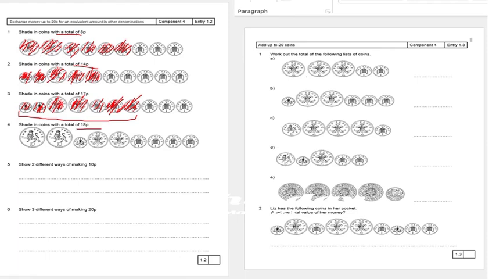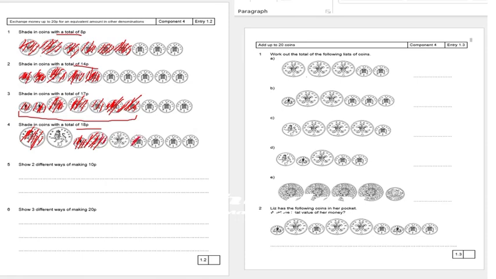Question number 4, shading coins with a total of 18 pence. You're going to have 10 pence. Now, if I shade in another 10 pence, I actually get 20 pence, so I don't want to shade in another 10p. I'm now going to make 8p. I've got 5p, 6, 7, and then 8.